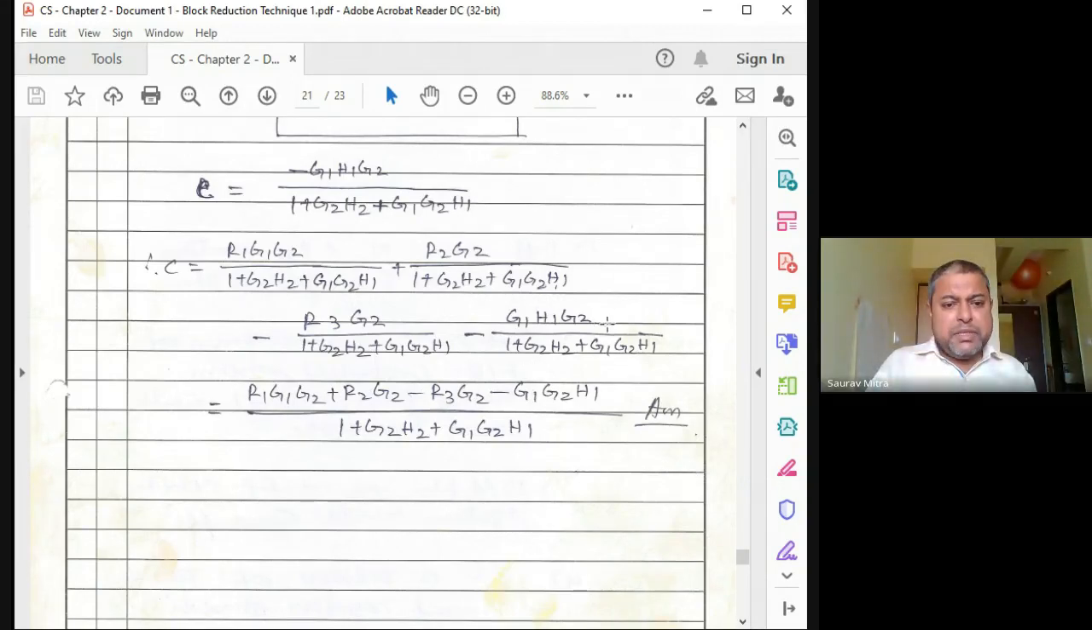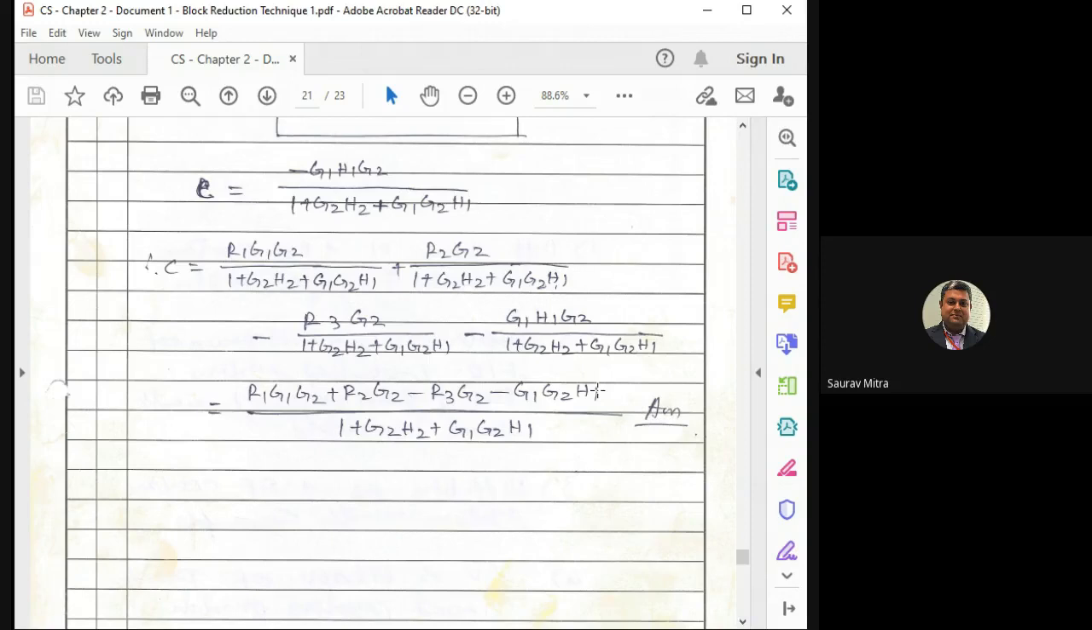I think I missed the R4 thing. So G1, H1, G2 into R4 should come here. There should be an R4 term here also. And one important thing is that the denominator is the same in all the cases: 1 plus G2H2 plus G1, G2H1. This is the denominator that is common for all the cases, and G1, G2, H1 into R4 should be there. So that is actually the output C.